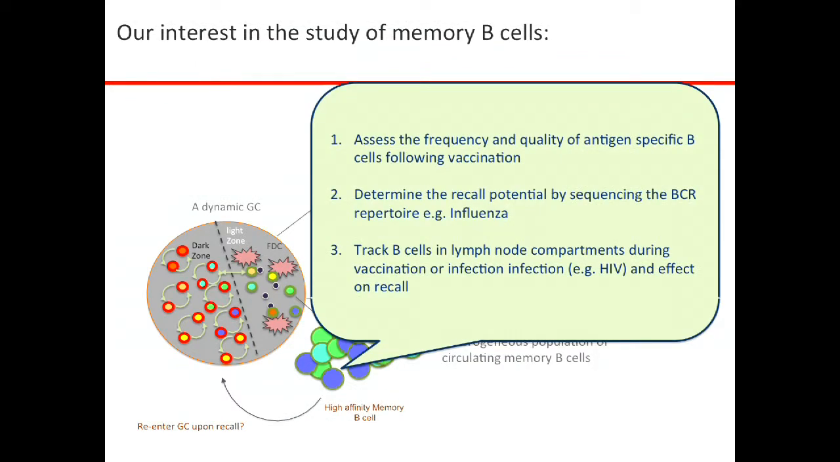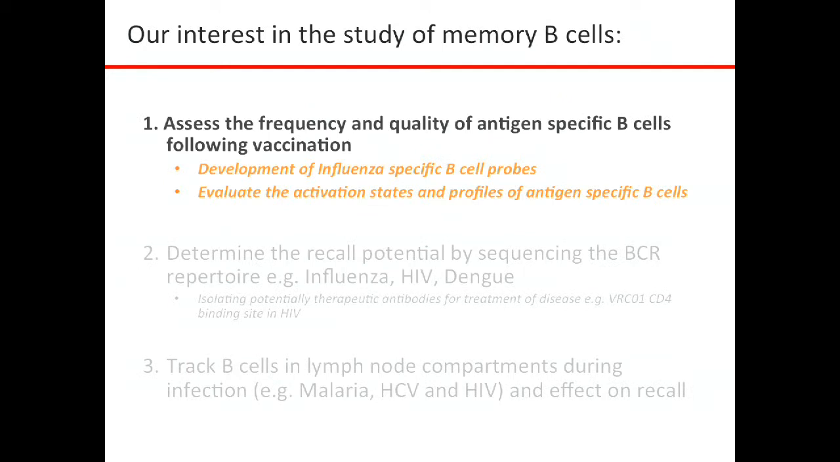So our interest really lies in the assessment and evaluation of the frequency and quality of antigen-specific B cells following vaccination, determining the recall potential by sequencing the BCR repertoire, and tracking B cells in the lymph node compartment during vaccination or indeed infection, like with HIV, which I'll go on and explain. To assess the frequency and quality of antigen-specific B cells, we've been developing various probes, and I'll go into how we developed the influenza probe. And then we can evaluate the activation states and the transcriptome profiles of antigen-specific B cells.